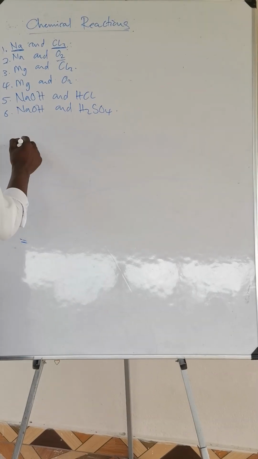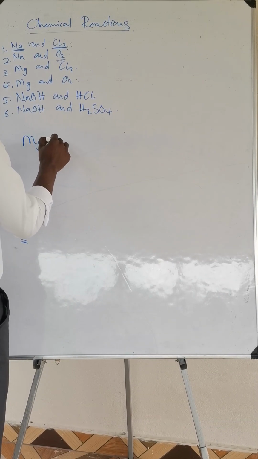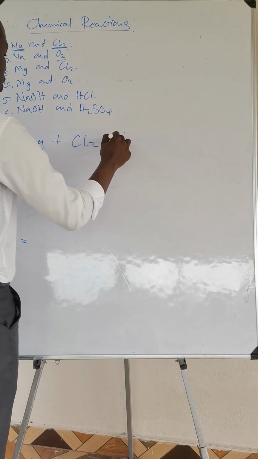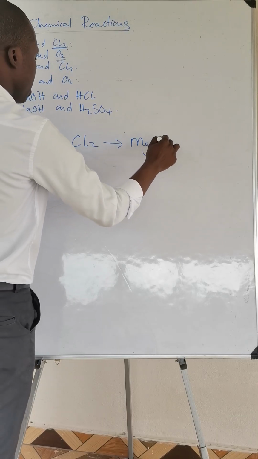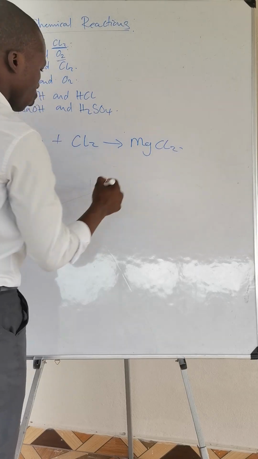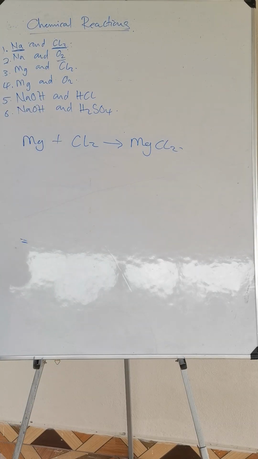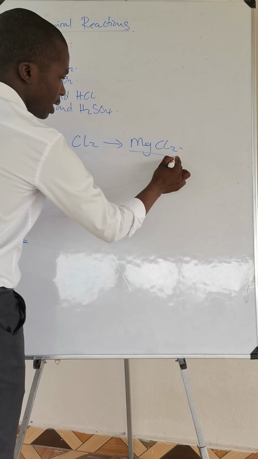So it becomes magnesium plus Cl2 to get MgCl2. Okay, so our equation is well balanced. This is magnesium chloride.